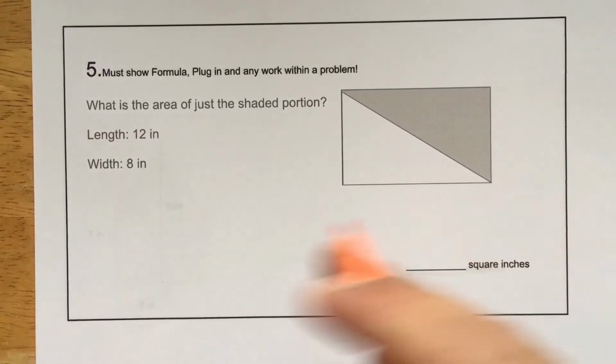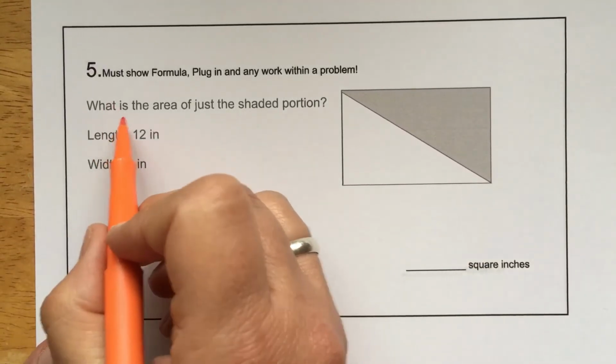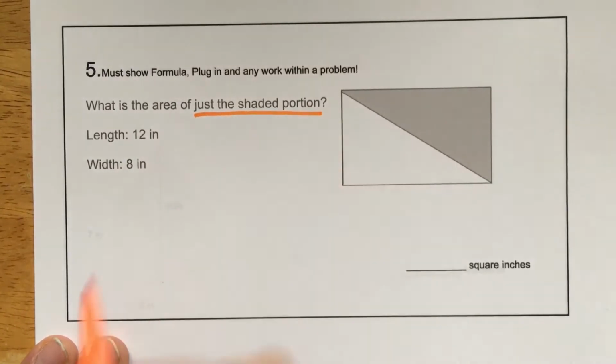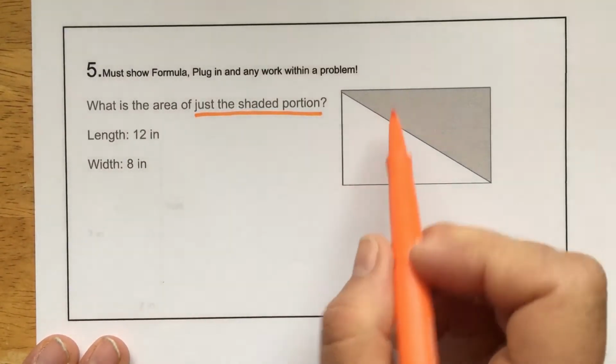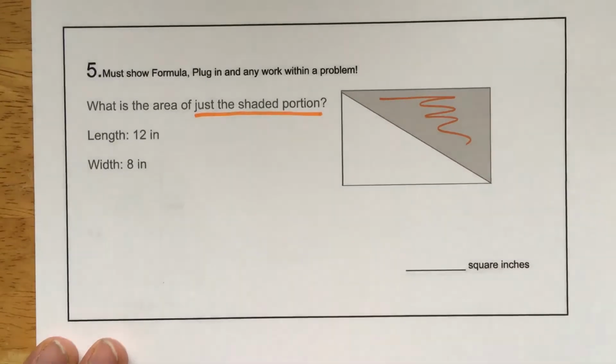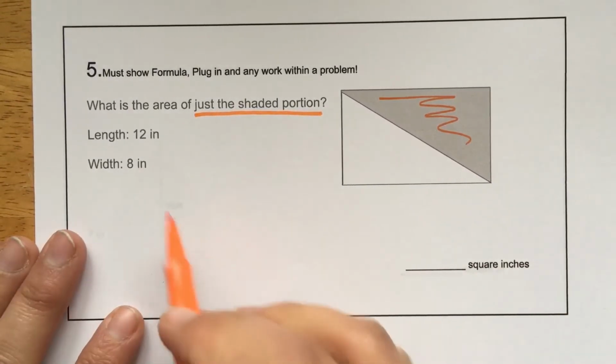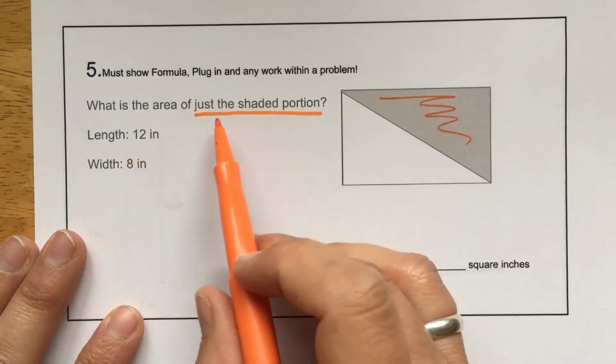It looks like a rectangle, but I've got to read the question. It says, what's the area of just the shaded portion? Okay, well, the shaded portion is this, which is a triangle. So again, they're asking us to find the area.